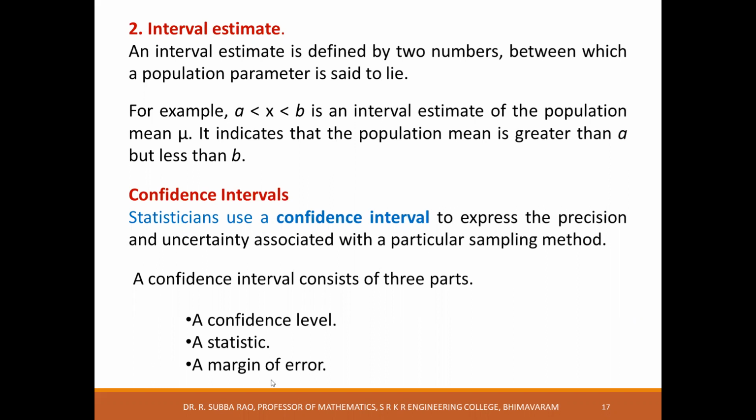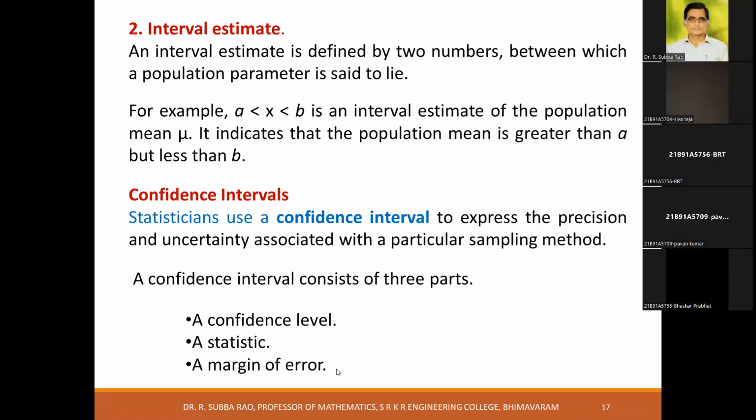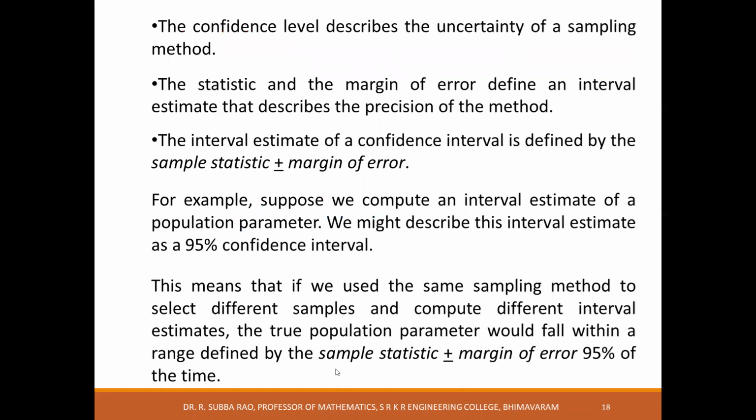So a confidence interval consists of three parts: a confidence level, a statistic, and a margin of error. This margin of error is always there, so whatever you think may not happen exactly. Next, the confidence level describes the uncertainty of a sampling method. The statistic and the margin of error define an interval estimate that describes the precision of the method. The interval estimate of a confidence interval is defined by the sample statistic plus or minus the margin of error.